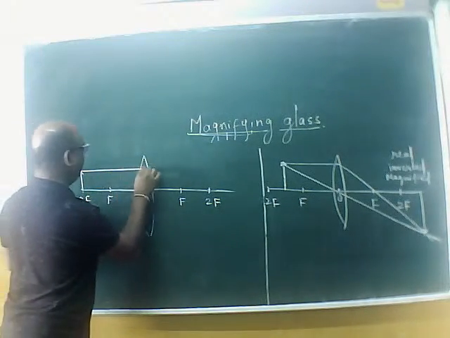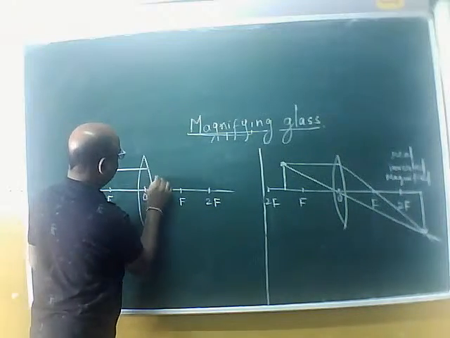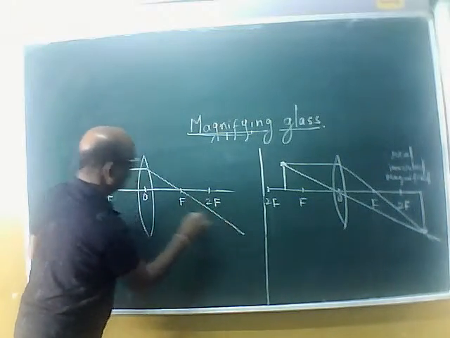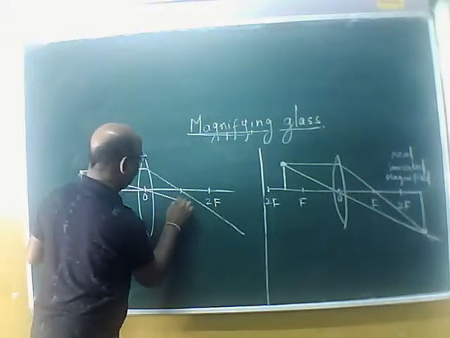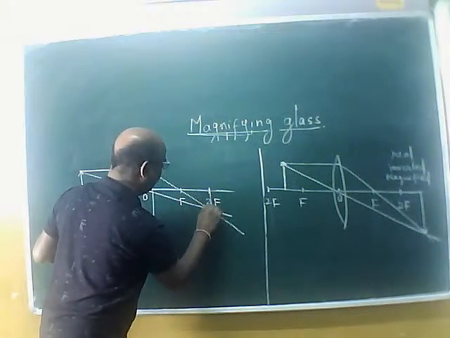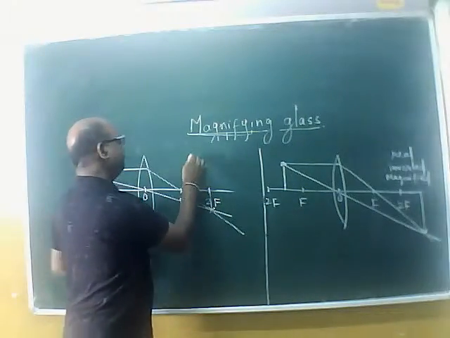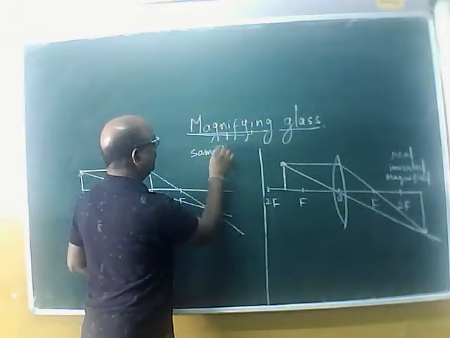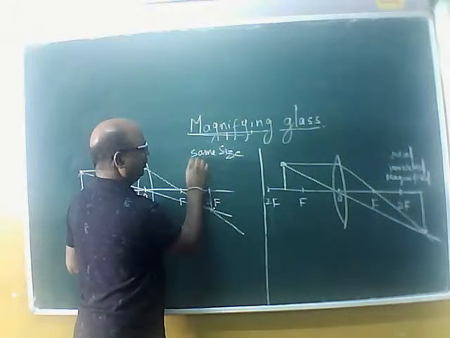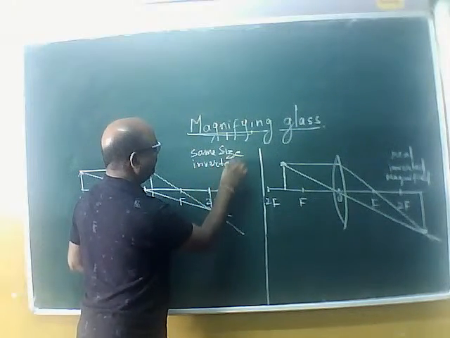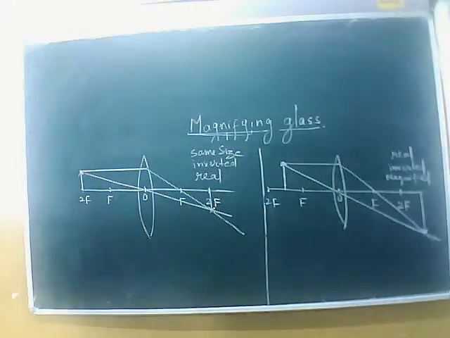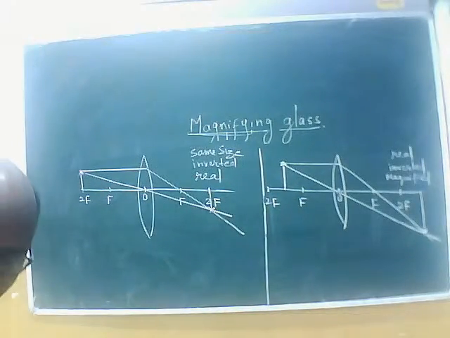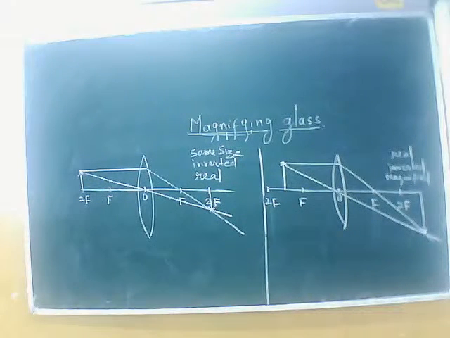One ray will go parallel and will pass through f. The other ray will pass through the optical center, and we will get an image of the same size. An inverted, real image of the same size as the object will be formed if we keep the object at 2f. Okay.